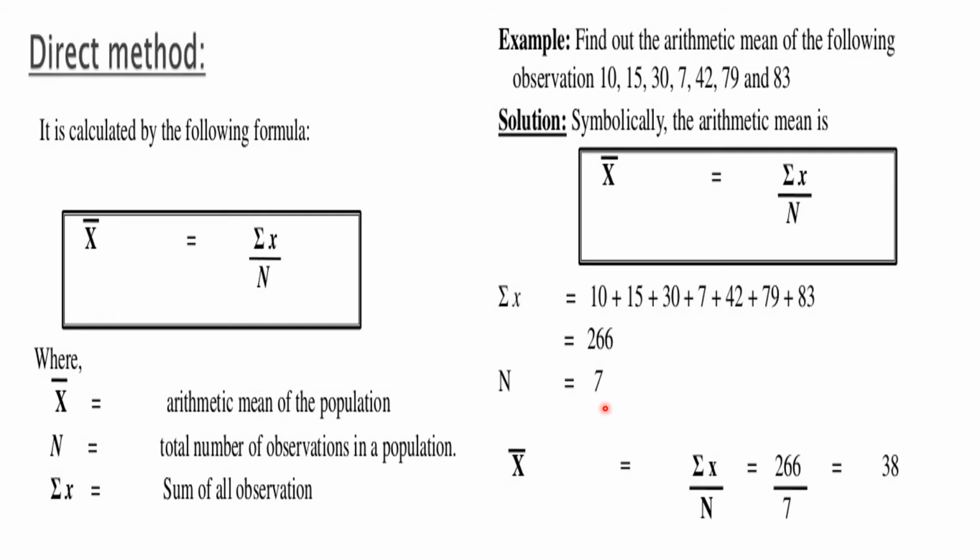N is the number of observations. So how many observations are there? 1, 2, 3, 4, 5, 6 and 7. So here we will write N is equal to 7. Placing these numbers into the formula, x bar is equal to sigma x upon n is equal to 266 upon 7. And x bar we will get as 38. So 38 will be the arithmetic mean, or the mean calculated by direct method.